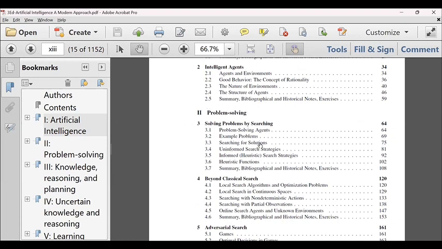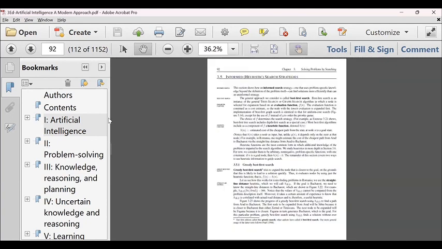So again, you read this part, solving problems by searching. Chapter 3, solving problems by searching. Previously we have learned about uninformed search strategies, right? And today we are going to study informed or heuristic search strategies. So you read this textbook first, then I will come back for explaining this. Please open the textbook and read this part first, and after some time I will come back.